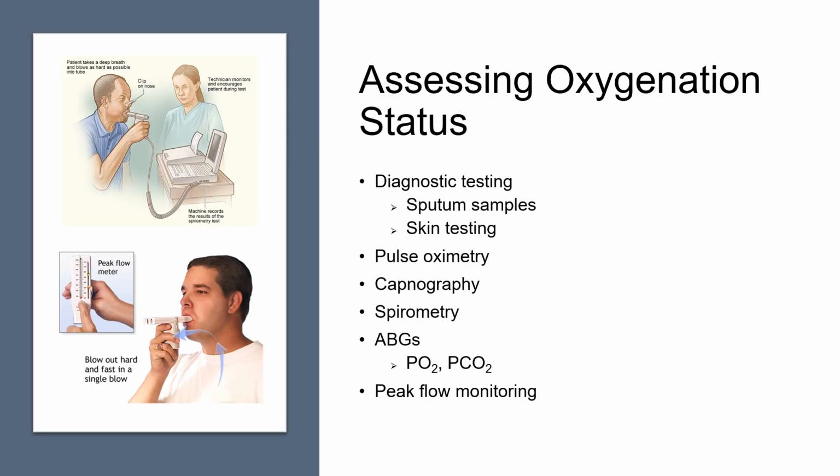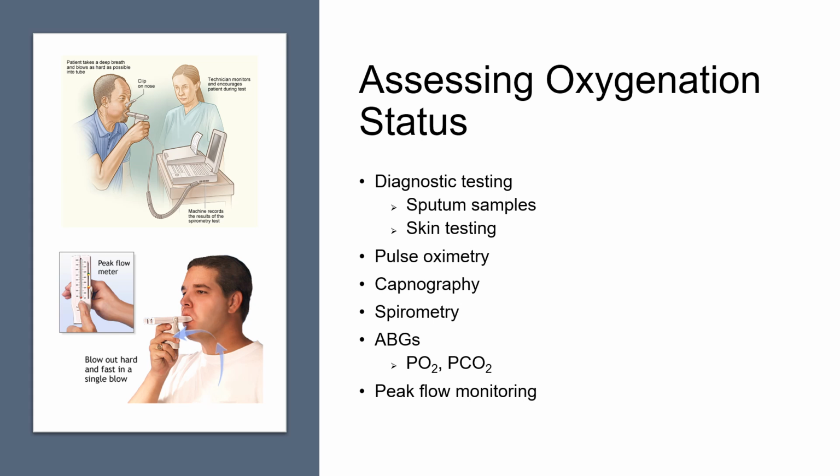Okay, continuing on with how we assess the oxygenation status. So we have diagnostic testing. We can take a sputum sample and culture it to see if any kind of bacteria grow. We can do skin testing, and specifically tuberculin skin testing. Pulse ox, we talked about. Capnography is typically done on patients who are intubated. They can also be done on patients who have a special type of nasal cannula, but these are measuring carbon dioxide levels when you exhale, to see if it's normal.